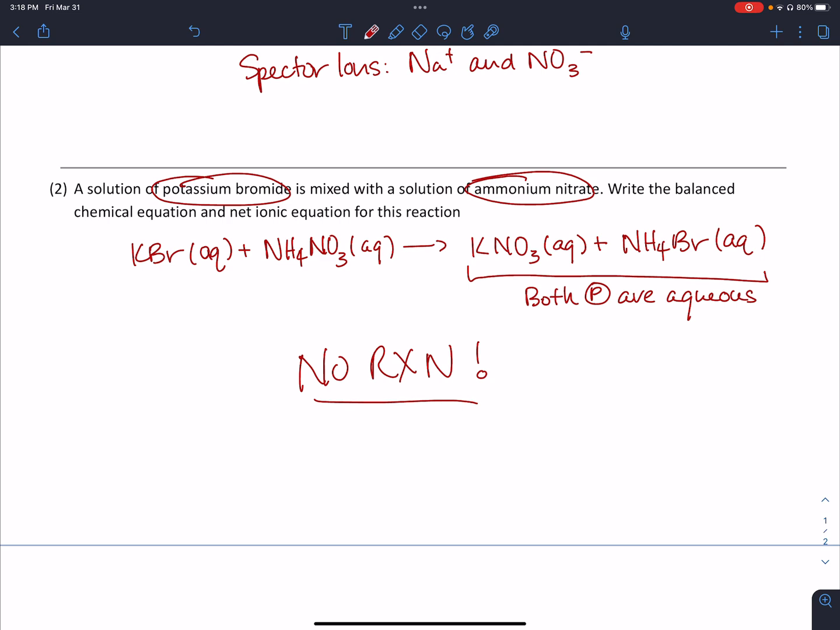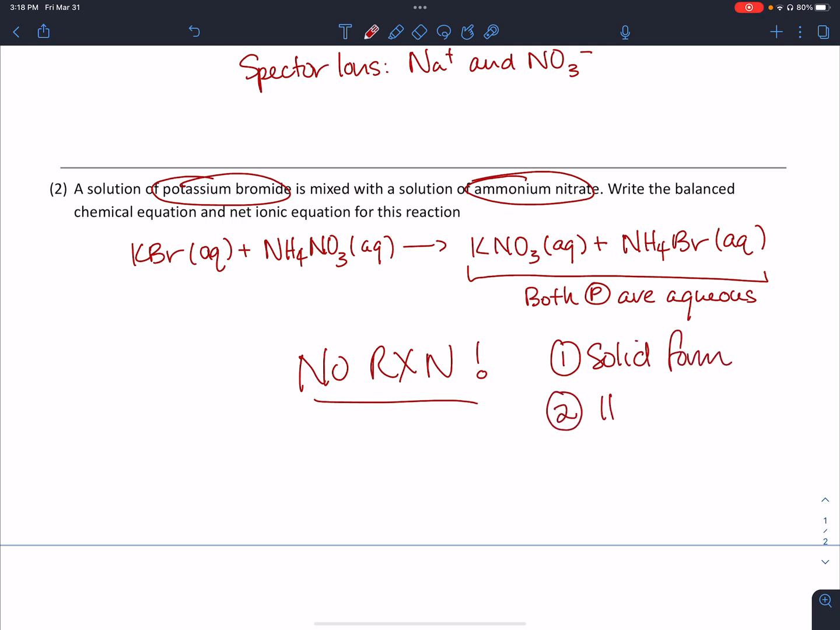Now, does that mean that they don't split into their ions? No. They split into their ions, but if I were to write out the ions of all of these reactants and products, everything would cancel. So it's considered a no reaction. Whenever you get both products as aqueous, just keep in mind that if we can't see the reaction occurring, then there's no reaction. So remember, you have to have a solid form.